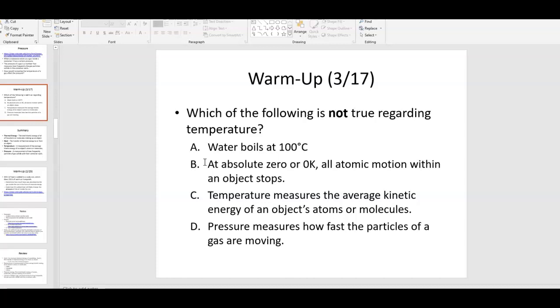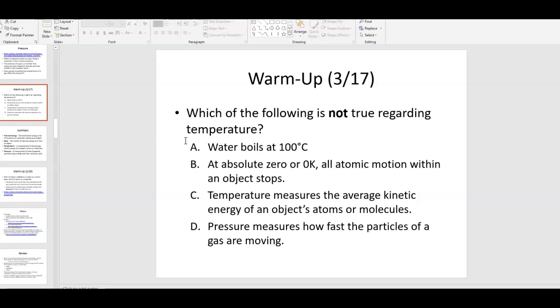Water boils at 100 degrees Celsius and it freezes at 0 degrees Celsius. That's kind of how the Celsius scale is defined, actually. In the Fahrenheit scale, which we use in this country, but the Fahrenheit scale is not the scientific unit of temperature, we use 32 degrees Fahrenheit as the freezing point of water, and 212 degrees Fahrenheit as the boiling point of water. But A is definitely true.